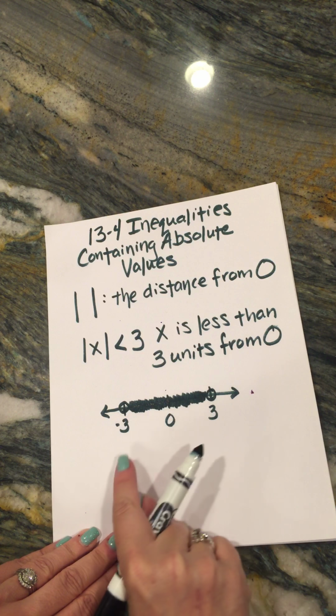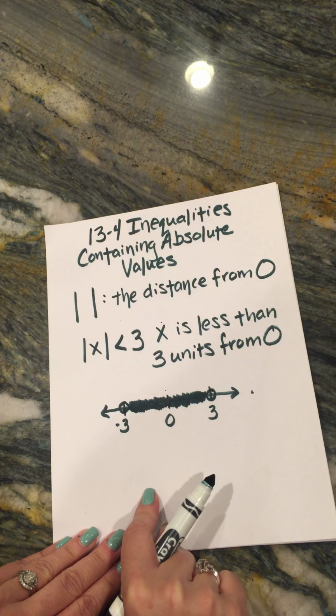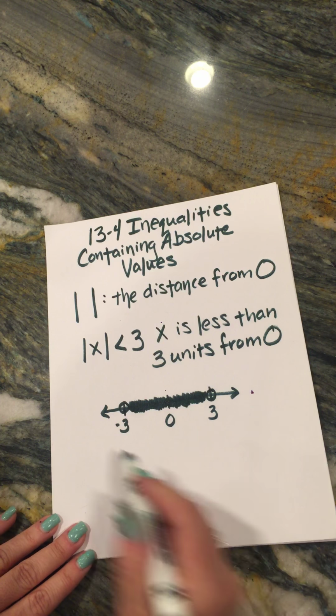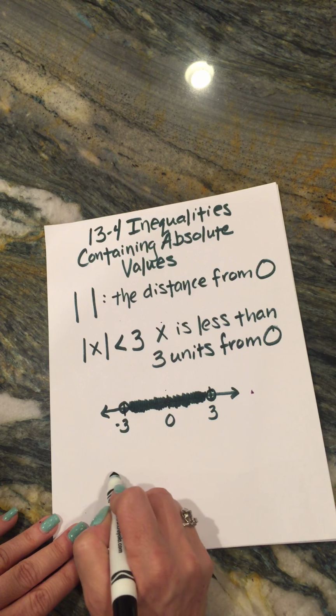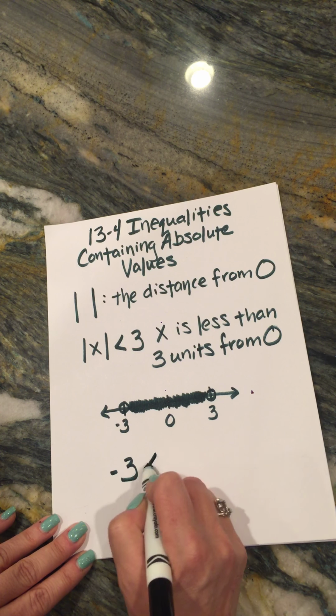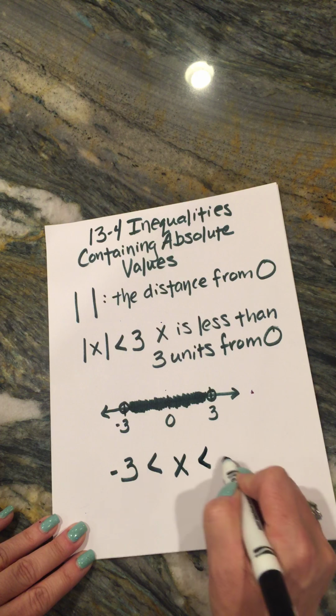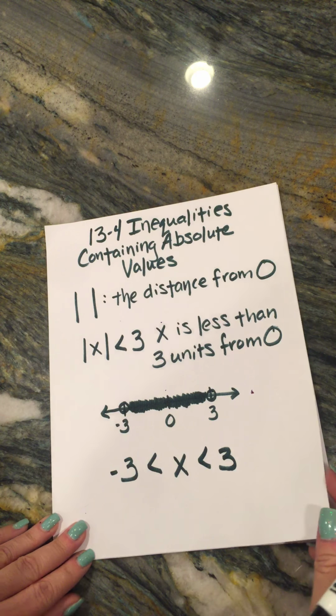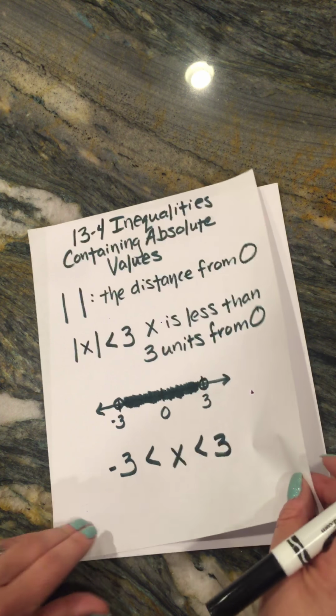So this should look familiar to you. This is like the sandwich or the intersection that we talked about. So we could write the inequality of this as -3 is less than x is less than 3. Okay, so let's try an example.